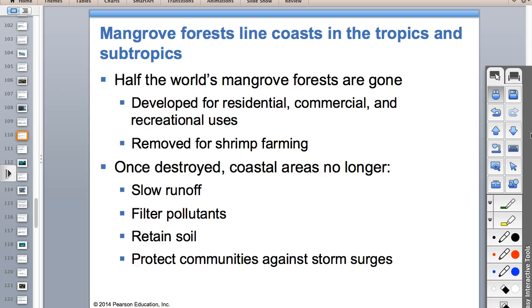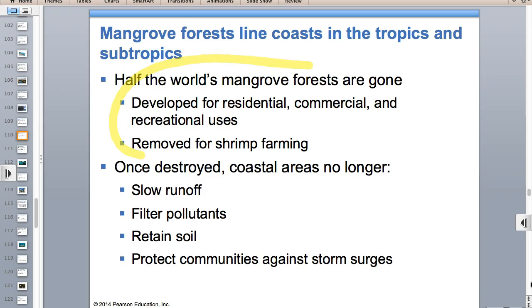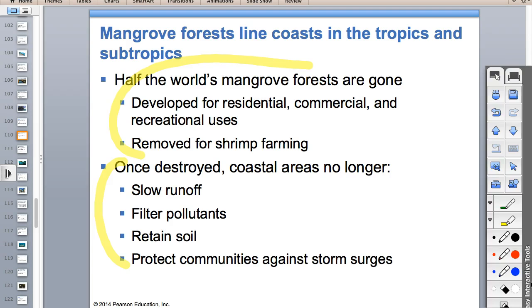So half of the world's mangrove forests are gone. Like I said, they've been developed, and shrimp farming has taken a big part of that. If you remove salt marsh or remove mangrove forests, it's profitable at the beginning because you can build there, you can have farming for fish or whatever. But these ecosystem services of filtering pollutants, of absorbing extra stormwater, of dampening the effects of hurricanes, for example, that really makes it a lot worse. So, anyway, kind of important to keep them intact.